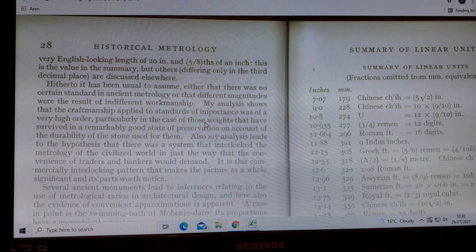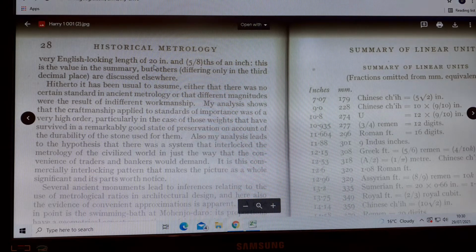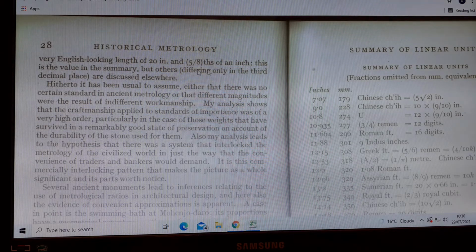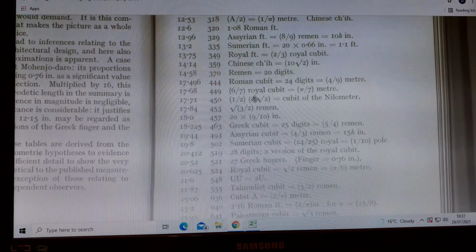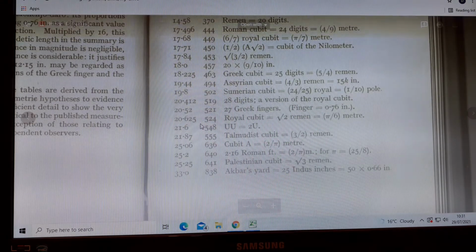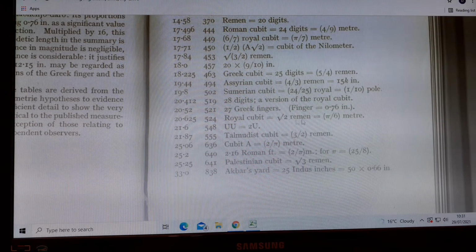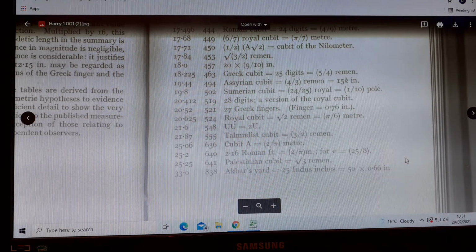We know there are 16.5 feet in a rod, so we can see straight away that this unit is very English. As he says, a very English looking length, 20 inches and 5/8 of an inch. This is the value in the summary, but others, differing only in the third decimal place, are discussed elsewhere. This is the summary. There are a lot of units in here, but 20.625 is the royal cubit, root 2 Riemann, and pi over 6 meter. So he's saying that pi over 6 meter gives us the royal cubit.